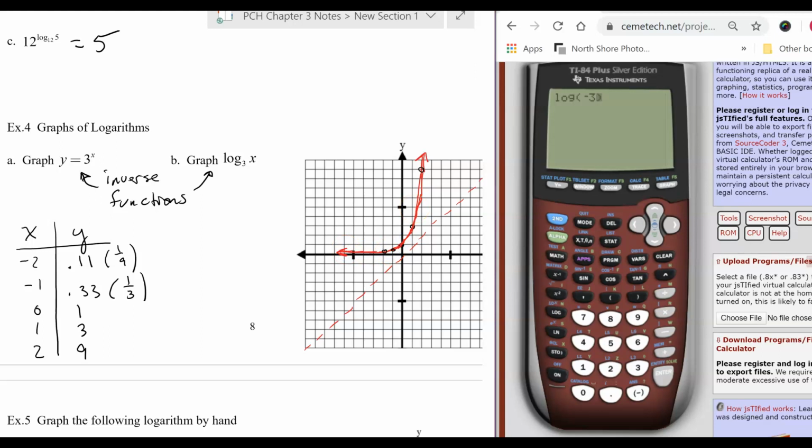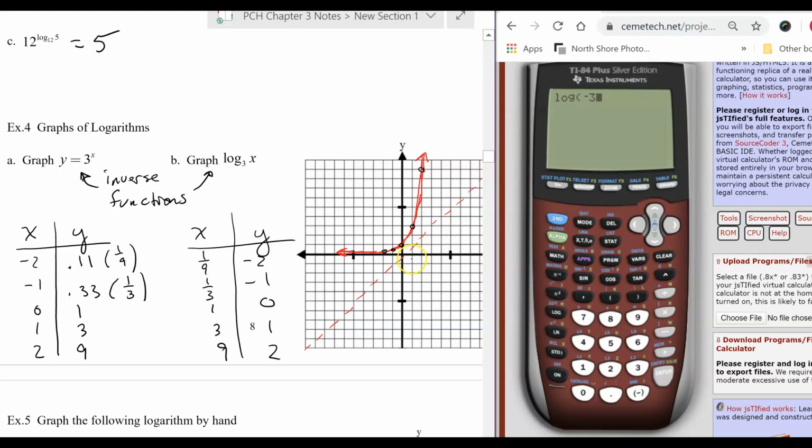Now, for this, since these are inverses, we're just going to switch all the x and y values. So now my y values are going to be -2, -1, 0, 1, and 2, and my x values are going to be 1/9, 1/3, 1, 3, and 9, and we'll go ahead and graph those.